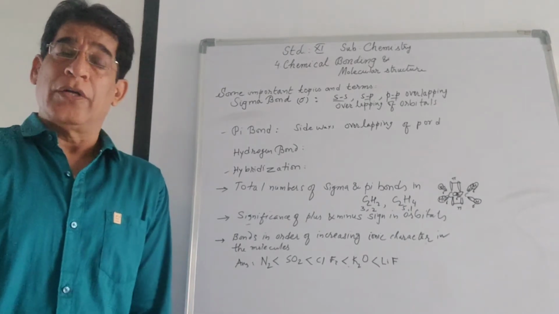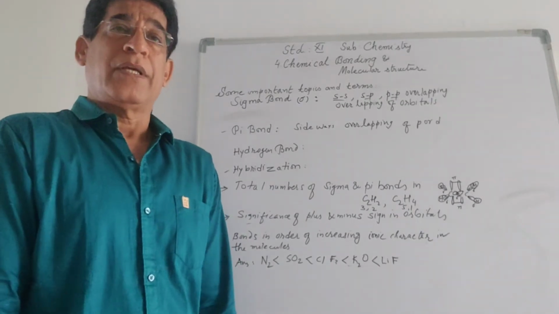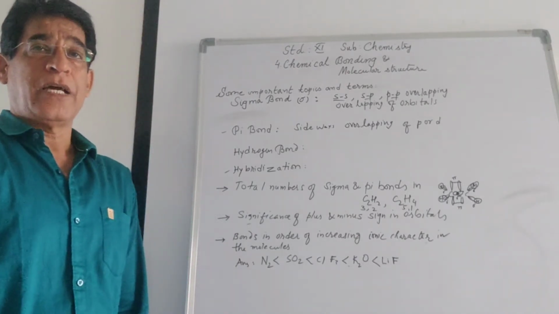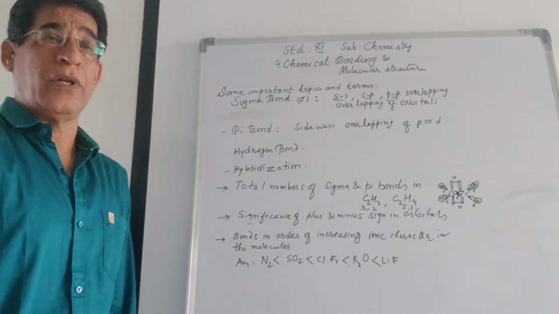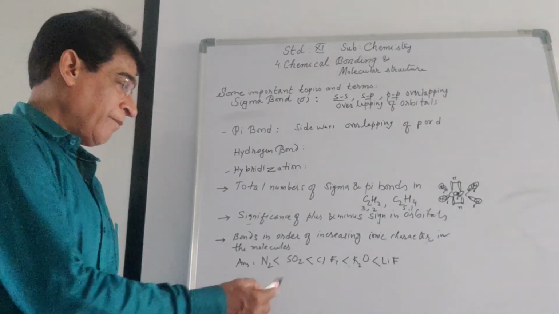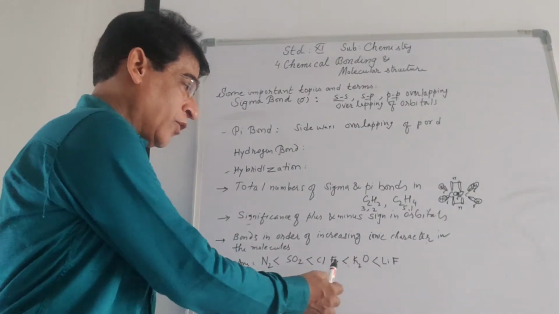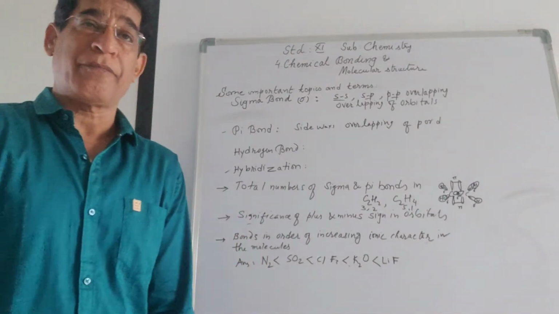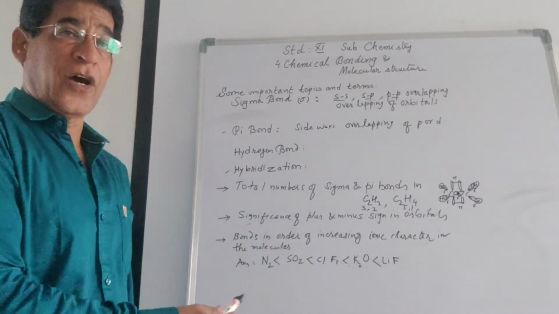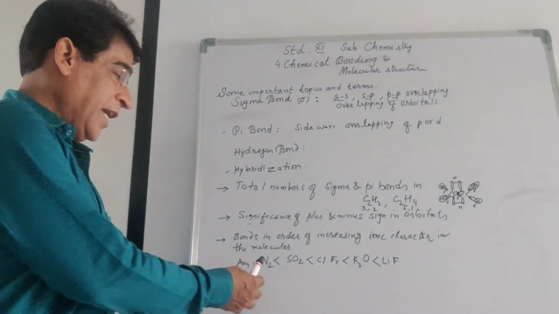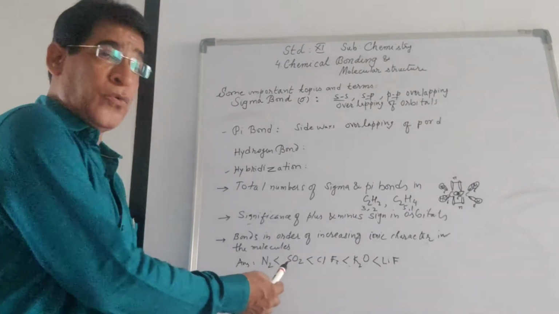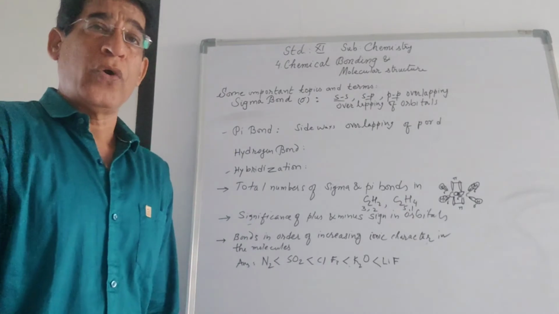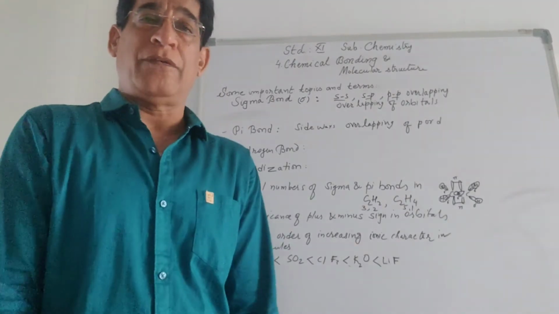Now, next question. Arrange the bonds in order of increasing ionic character in molecules like LiF, K2O, ClF3, SO2 and N2. So this is the order: N2 less than SO2 less than ClF3 less than K2O less than LiF.